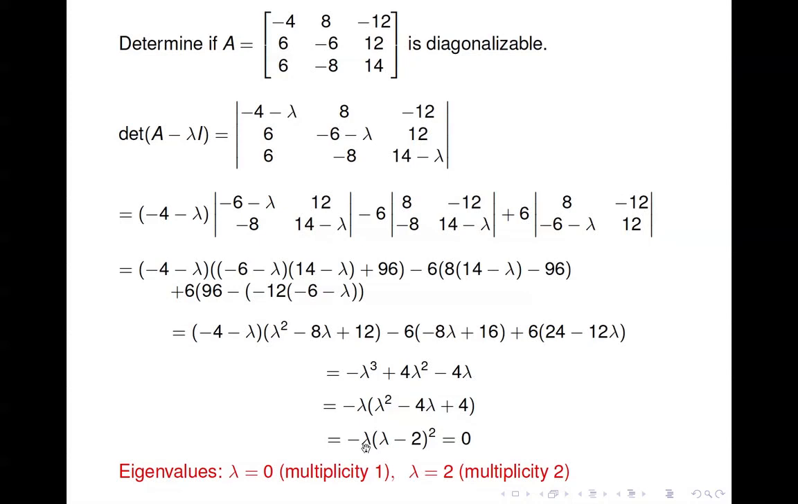The solutions will be lambda equals 0 and lambda equals 2. Now, lambda equals 0 occurs once, and lambda equals 2 occurs twice since it's a squared term, so lambda equals 2 has multiplicity 2. It appears twice as an eigenvalue.